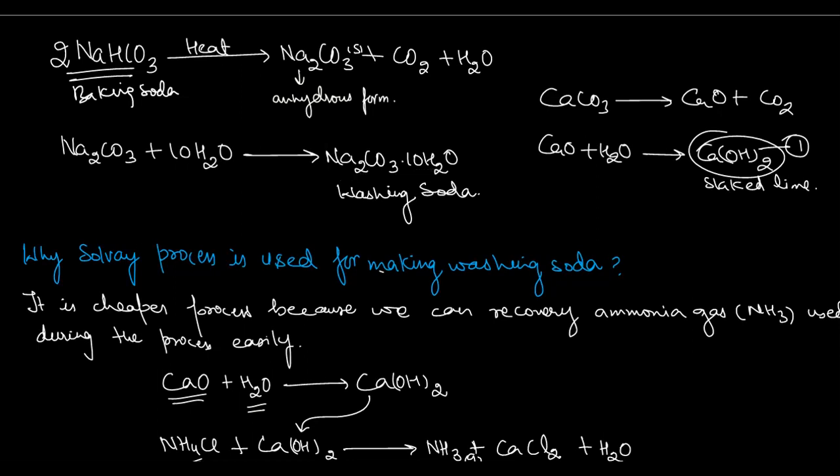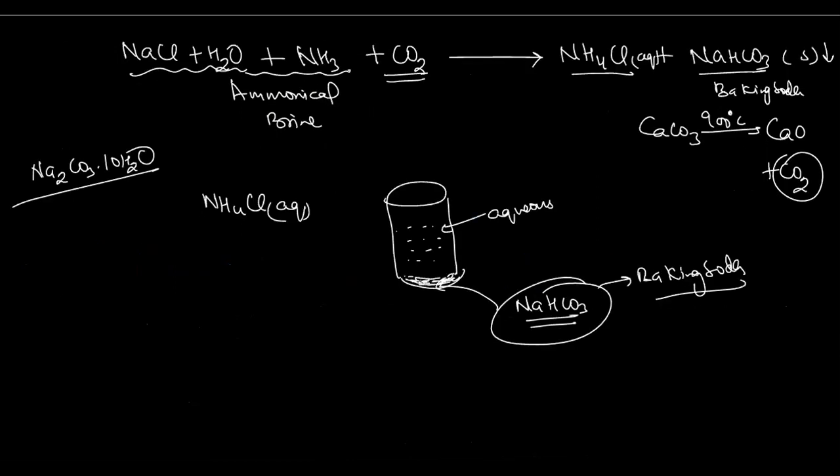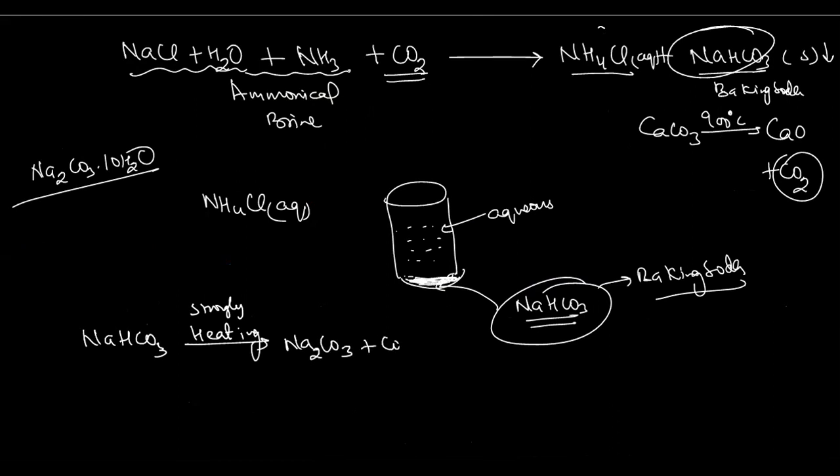So what I need to teach you here is that we take this baking soda, NaHCO3, which is formed here, and we heat it strongly. On strongly heating, you will get sodium carbonate plus CO2 plus water.